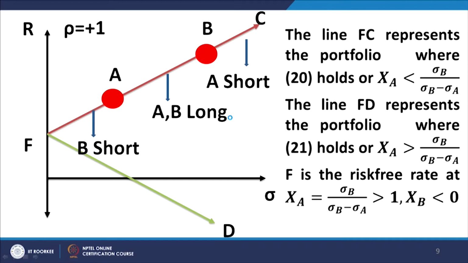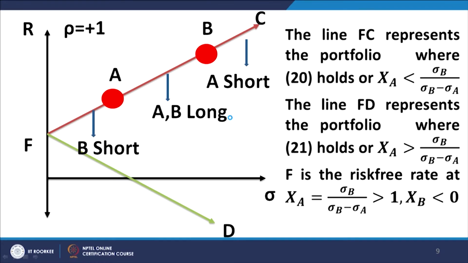So, both the securities A and B lie on the straight line, which is represented by equation 20, as is shown in this diagram. The line FC represents the portfolio when 18 holds, and 18 will hold in the region where x_A is less than sigma_B divided by (sigma_B minus sigma_A). So long as x_A is less than this figure, the equation FC will hold, and the line FD will hold.